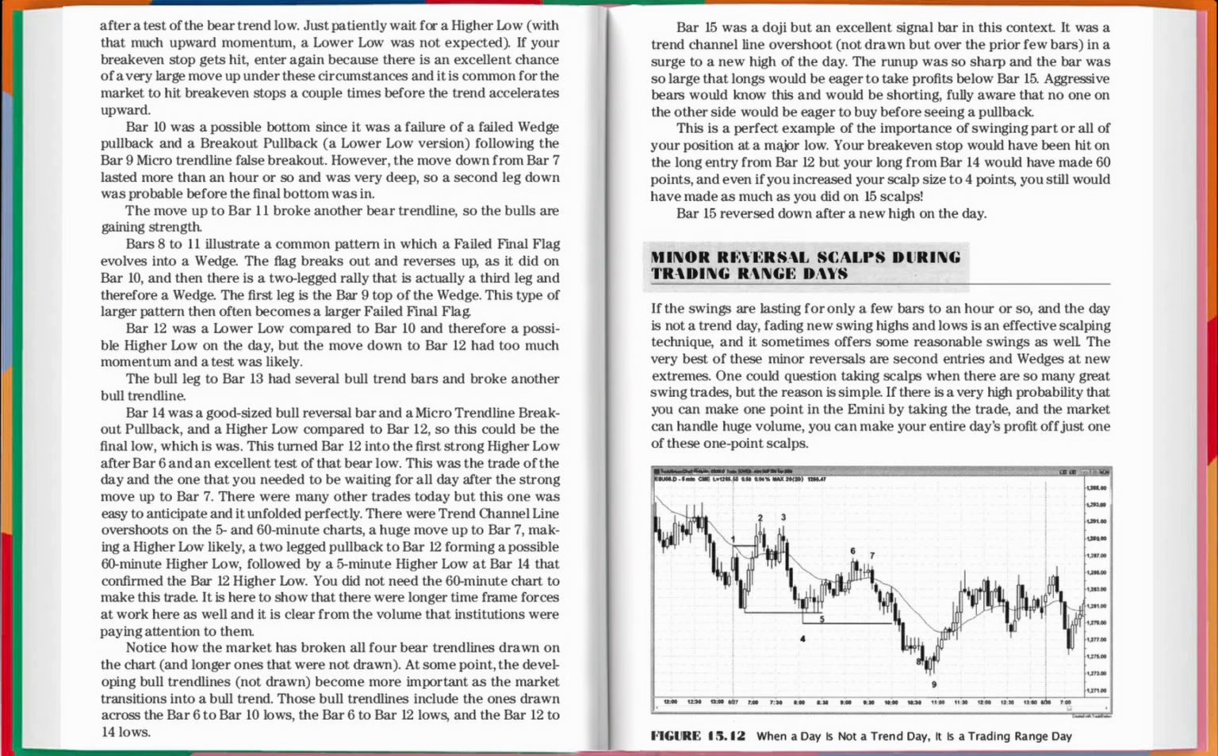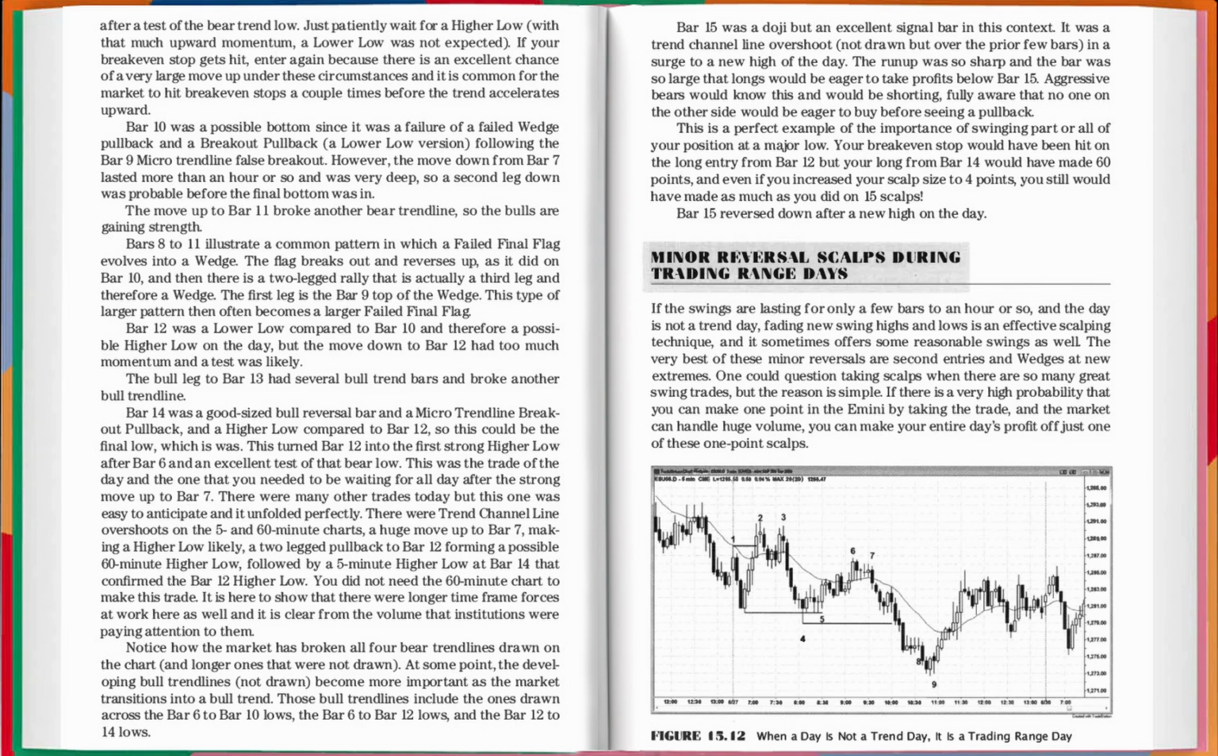Bar 10 was a possible bottom since it was a failure of a failed wedge pullback and a breakout pullback, a lower low version following the bar 9 micro trendline false breakout. However, the move down from bar 7 lasted more than an hour or so and was very deep, so a second leg down was probable before the final bottom was in. The move up to bar 11 broke another bear trendline, so the bulls are gaining strength.